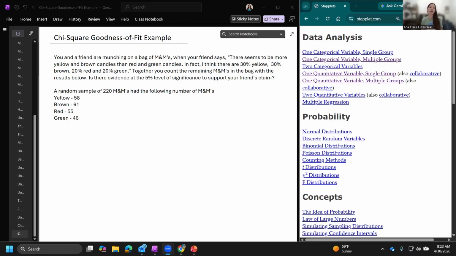So below, we have the fact that there's a random sample of 220 M&Ms with 58 yellow, 61 brown, 55 red, and 46 green. So the first thing we need to do is decide what our hypotheses are going to be. You could write your hypotheses using proportions, symbols or words, whichever you choose. But at this point, we could say that the distribution of M&Ms is what your friend thinks, and the alternative would be that the distribution is not what your friend thinks.